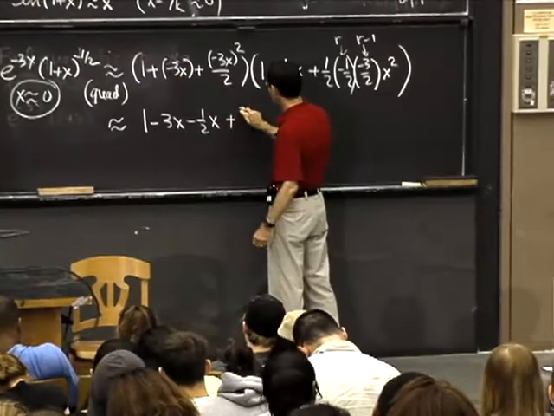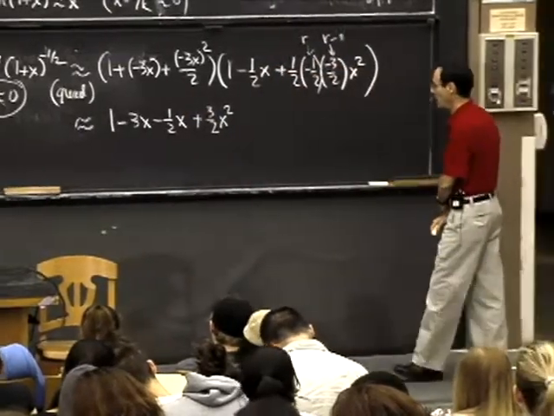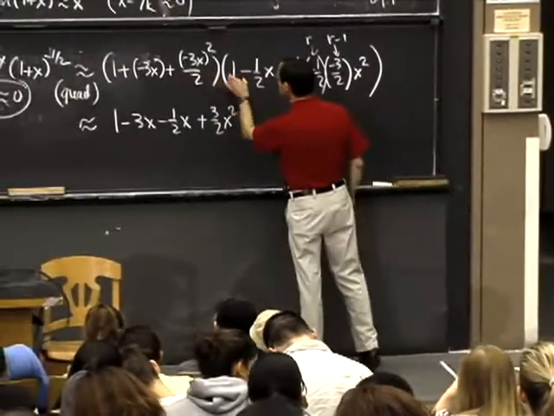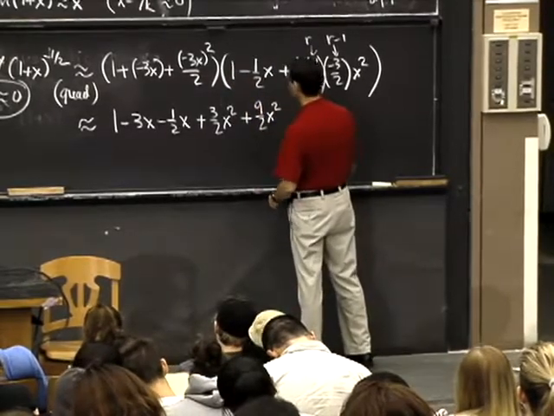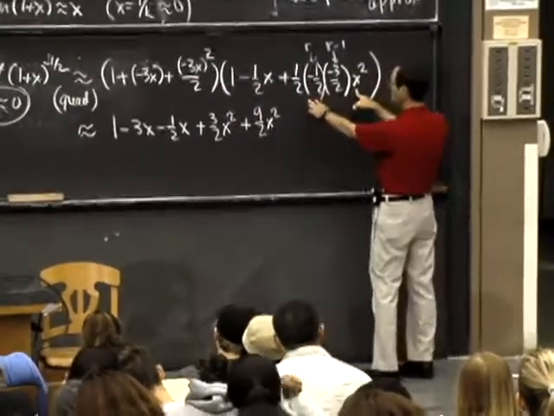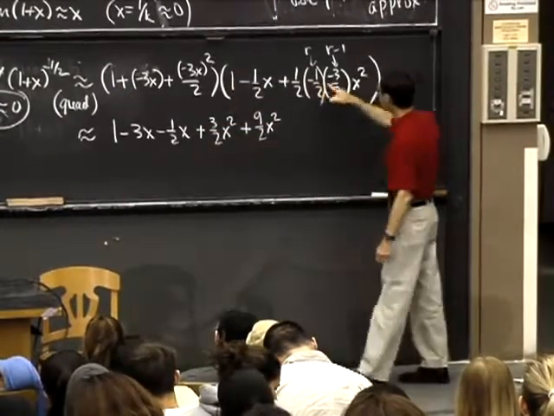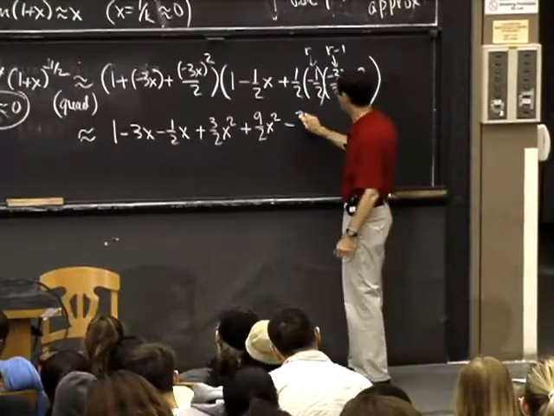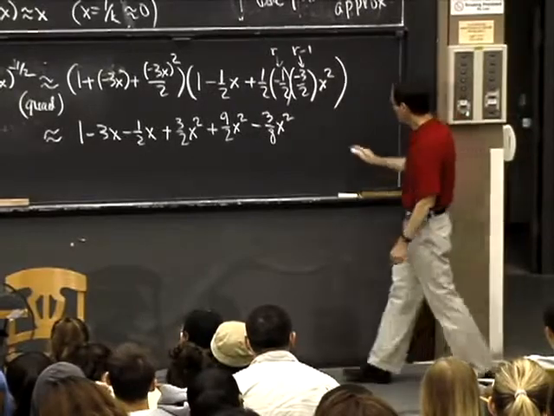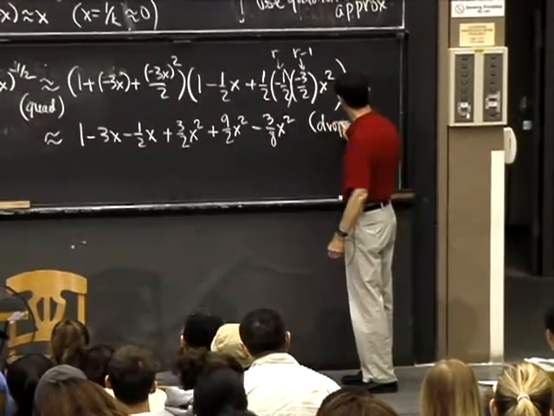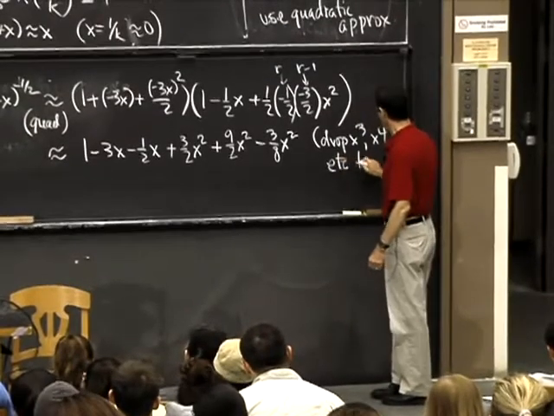So that's plus 3 halves x squared. That's minus 3 times minus a half. And then there's this term multiplying the 1. That's plus 9 halves x squared. And then there's one last term, which is this monster here, multiplying 1. And that is minus 3/8. Okay? So the great thing is we drop x cubed, x to the 4th, etc. terms.